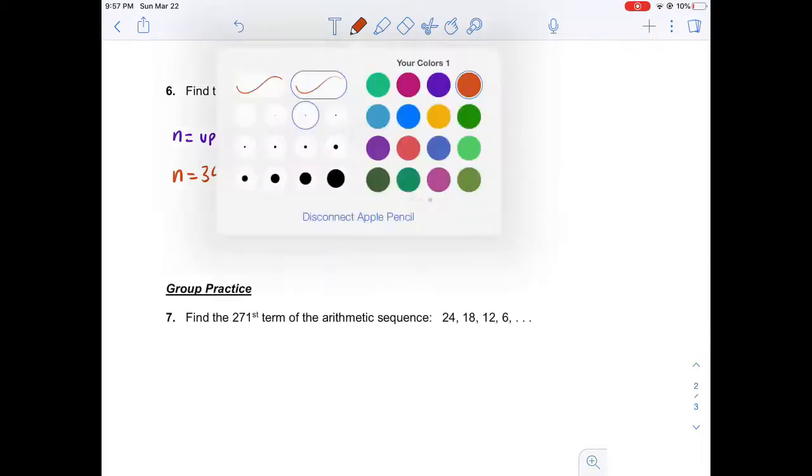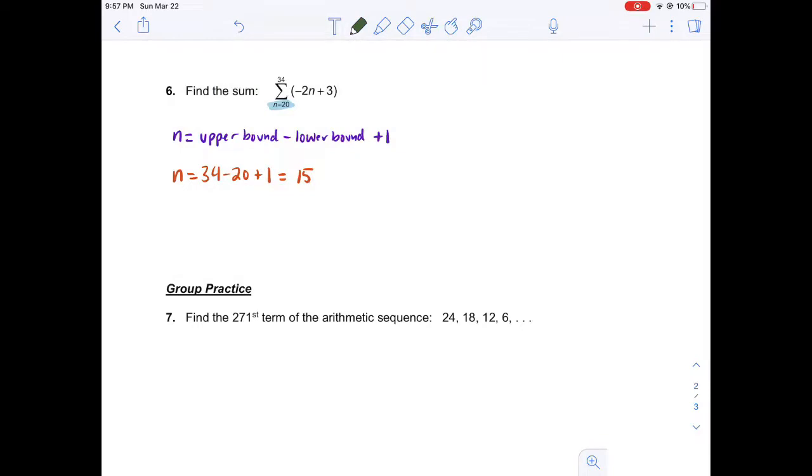So now going back, I do still need to figure out what those terms are. In this case, my A1 is happening for our explicit formula when n is 20. So that's negative 2 times 20 plus 3. When we work that through, that gives us a value of negative 37. And then for the 15th term, that's going to happen with my upper bound of 34. So we are still using the value 34. We want to be at that point in the sequence.